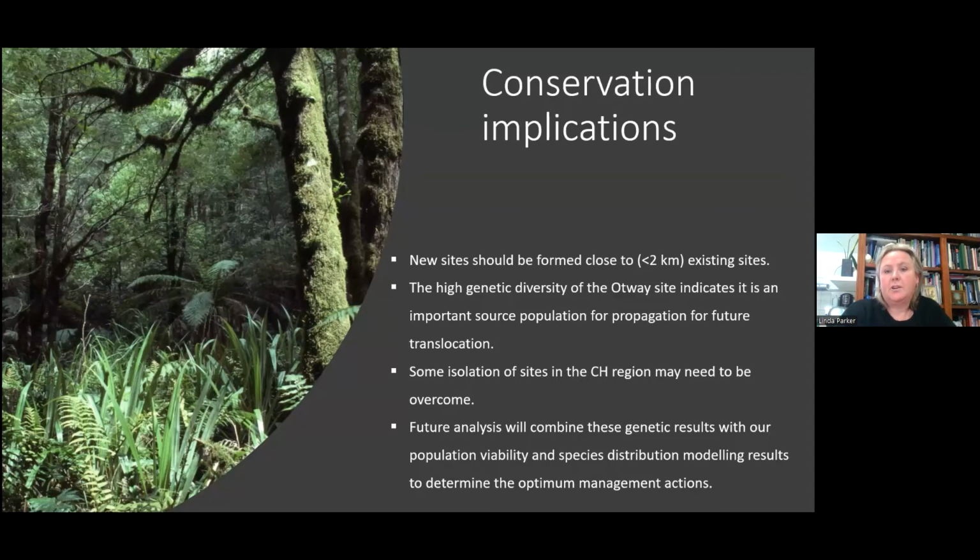So the implications of the genetic work on translocation were that sites that we form from now on need to be within 2 kilometres to expect gene flow between them. The Otway site is important genetically, and it should be used as a source population to increase the genetics. We haven't quite worked out what that means for the species in terms of where we'll put them and what the best mix is, but we will use those results and our species distribution models to guide that in the future.